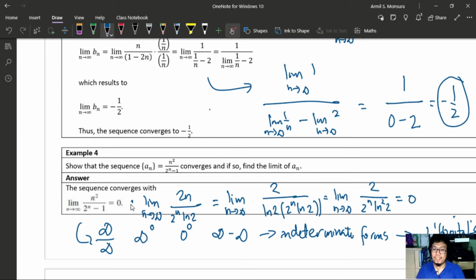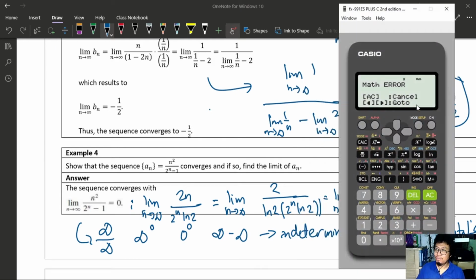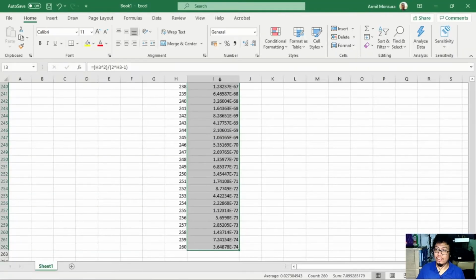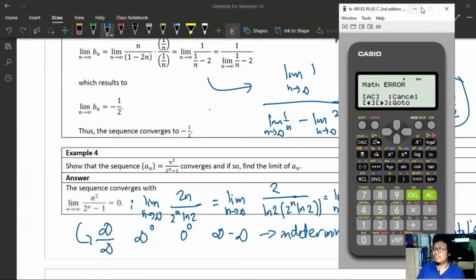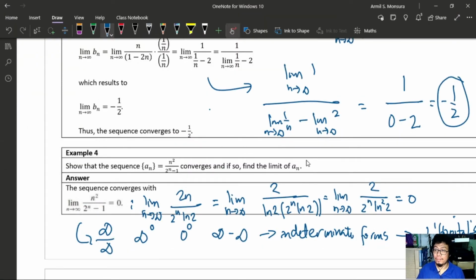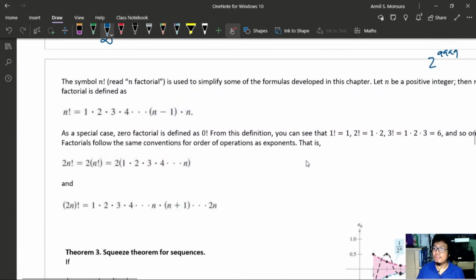So here, we have the analytic way, using L'Hôpital's Rule, using algebraic manipulation of your expressions. We can also do it numerically, using your calculator or using Excel. Those are the ways that you can actually evaluate limits.